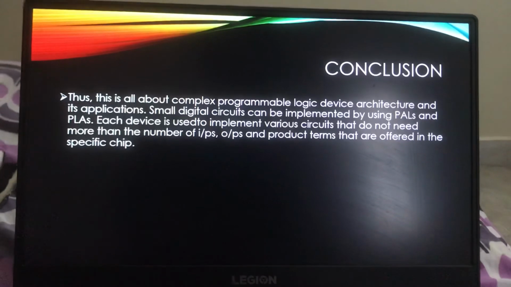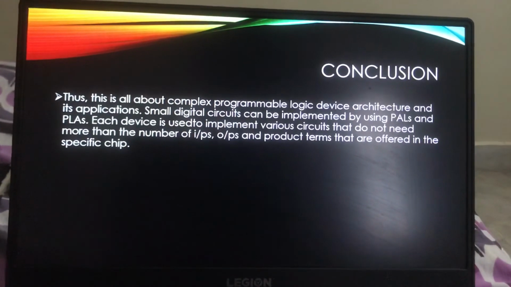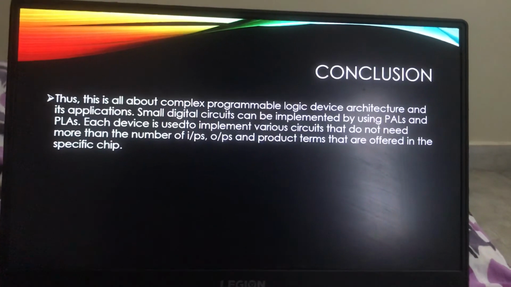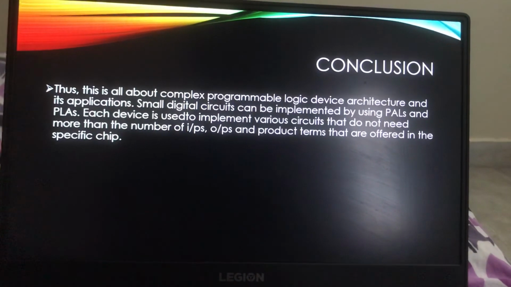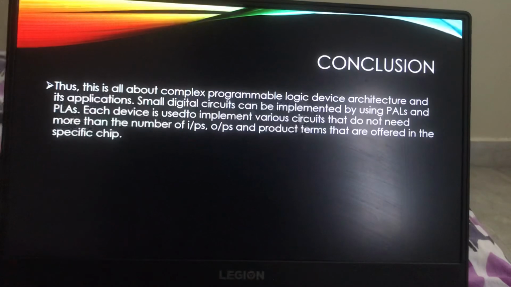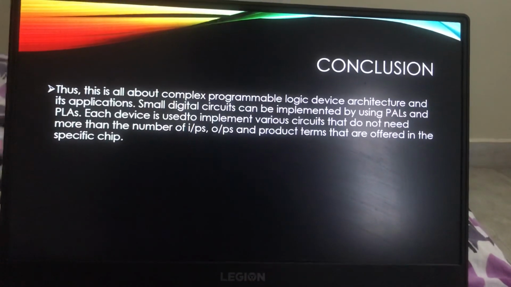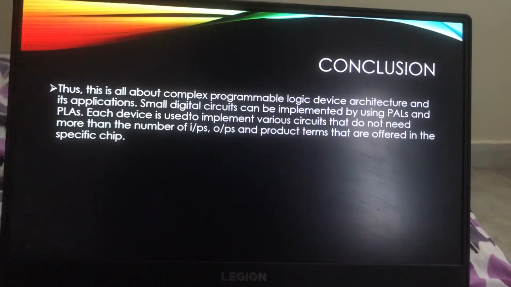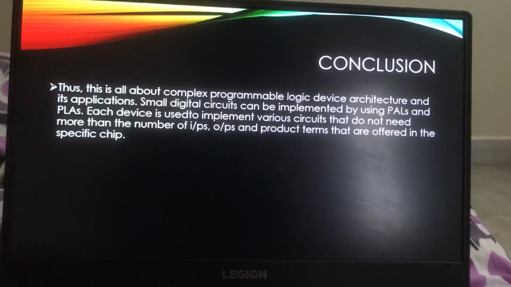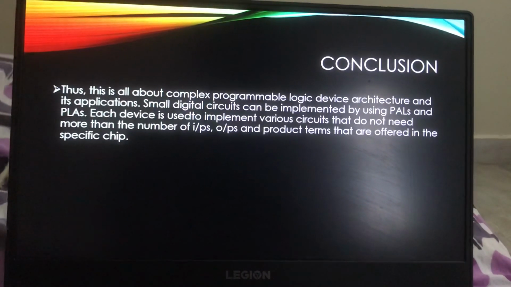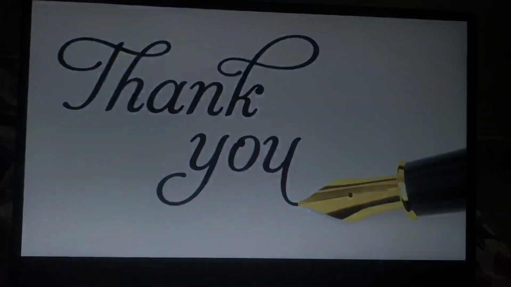Conclusion. Thus, this is all about complex programmable logic device architecture and its applications. Small digital circuits can be implemented by using PALs and PLAs. Each device is used to implement various circuits that do not need more than the number of inputs or outputs and product terms that are offered in the specific chip.